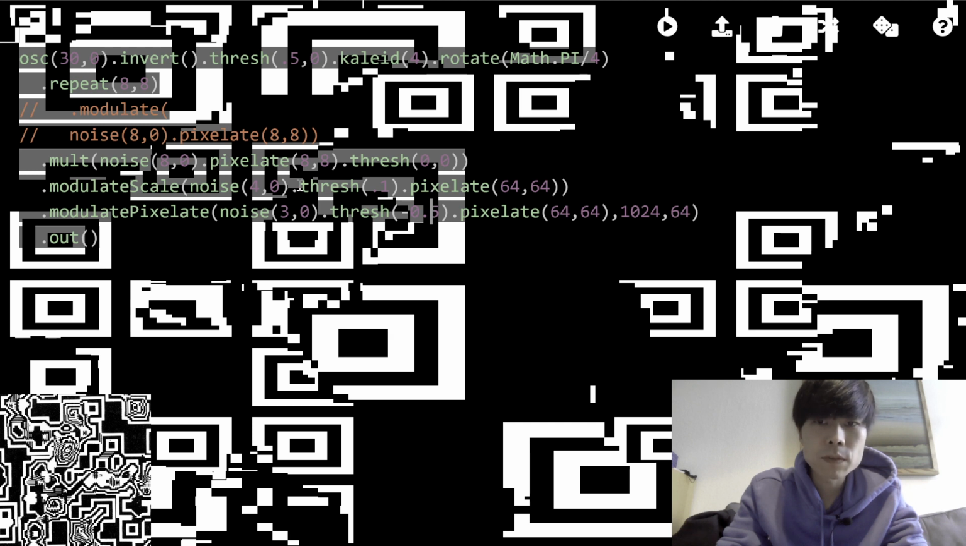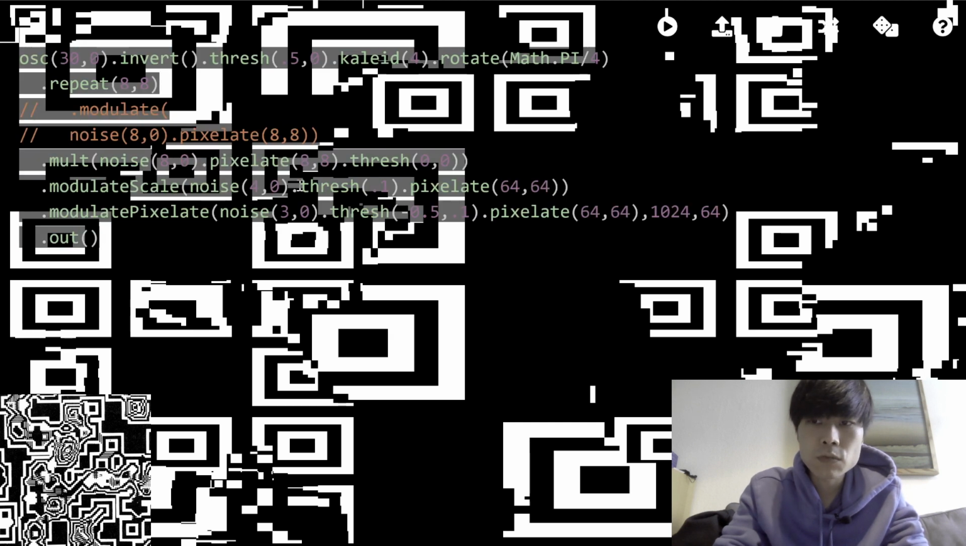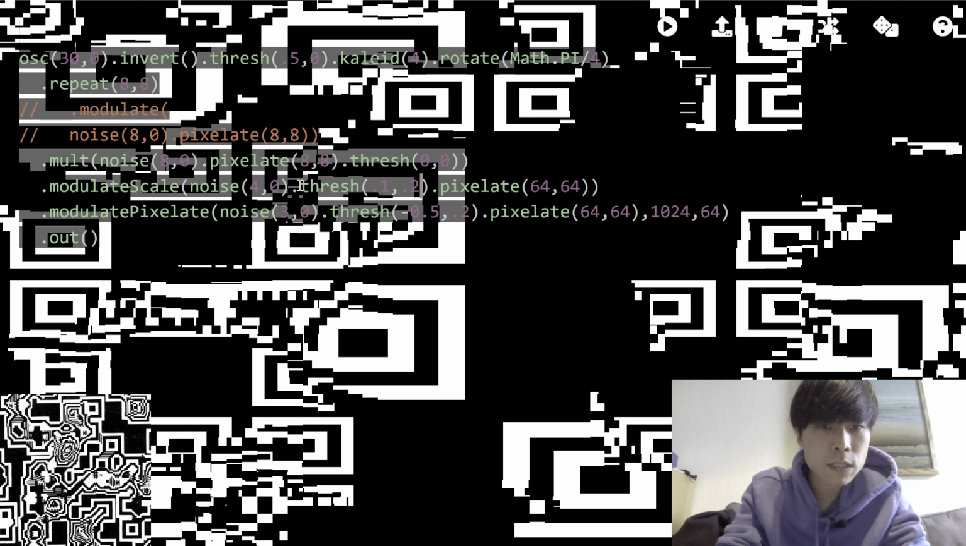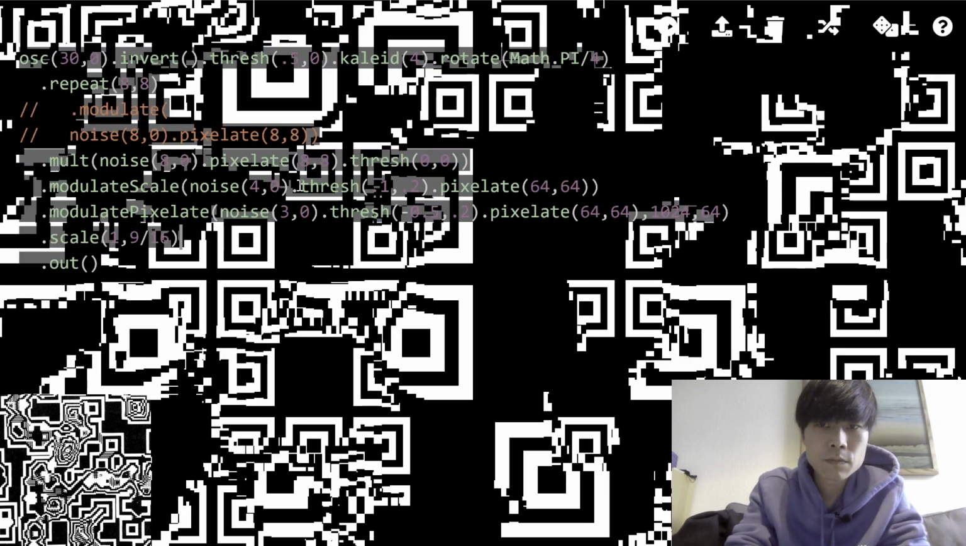And what do I pixelate? Maybe I allow Thresh to be a bit more flexible. And maybe this too. Ooh, it's kind of nice. Let's add the scaling. Nine divided by 16. It's quite interesting. It's not exactly, but it's close enough.